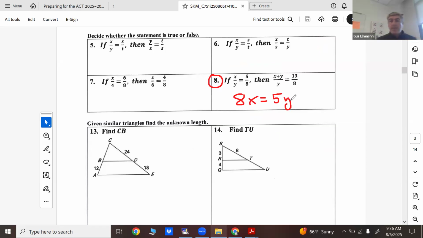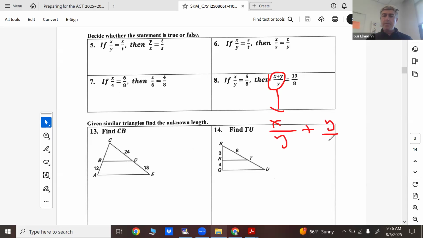So 8x equals 5y. Actually, I don't know why I'm doing that. Sorry. That was dumb. Let's look at this here. What does x over y equal? 5/8. That's 1.